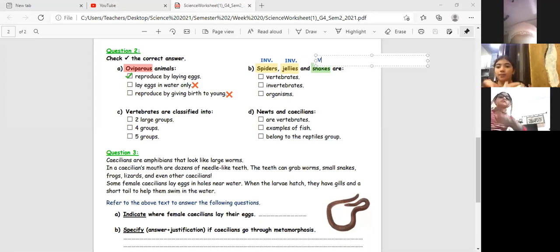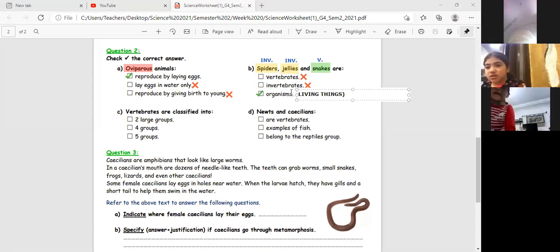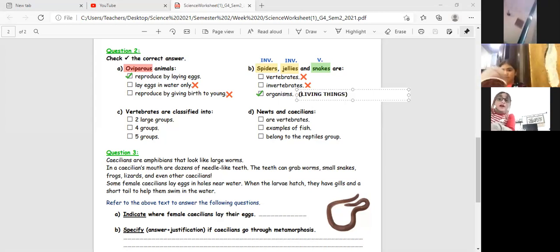So we cannot say that they are all vertebrates. We cannot say that they are all invertebrates. So they are organisms. Organisms means living things. They are living things. They are organisms.